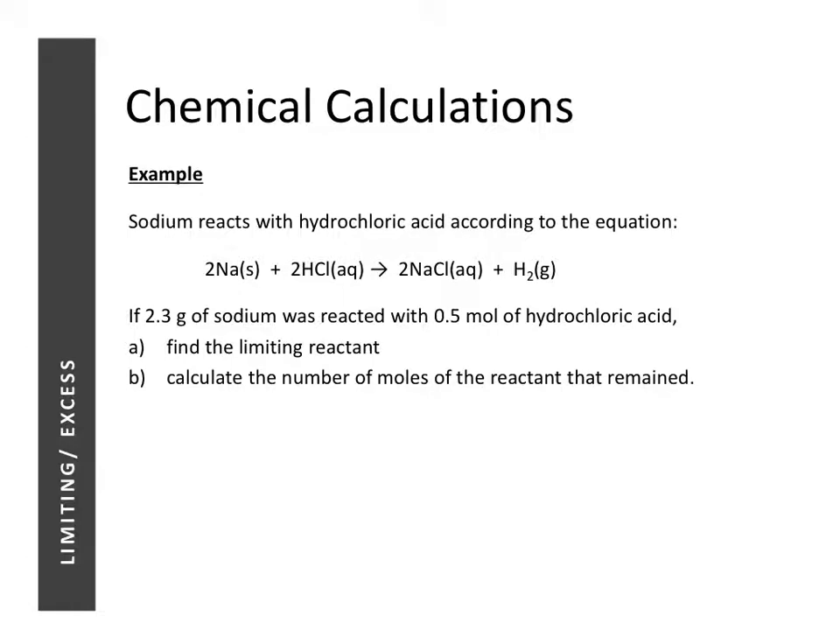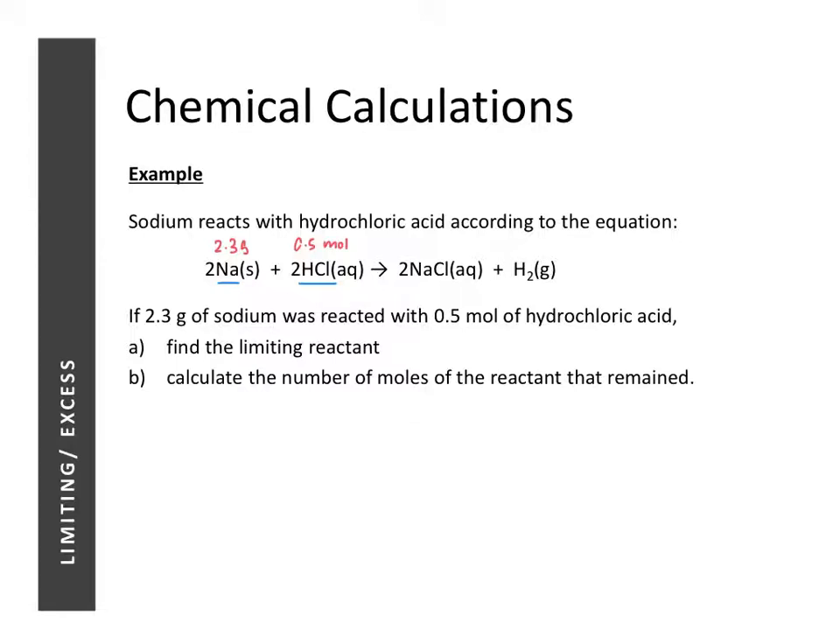Now let's try to apply the concepts of limiting and excess to this particular example. But before I go on to show you how to solve this question, I want to point out something. When you look at the question, they tell you that 2.3 grams of sodium was reacted with 0.5 moles of hydrochloric acid. Now in this reaction, sodium is reacting with hydrochloric acid, and the question states the amount of both reactants. So whenever you see a question where the amounts of both reactants are given, it is a signal to you that it is a limiting and excess type of question.